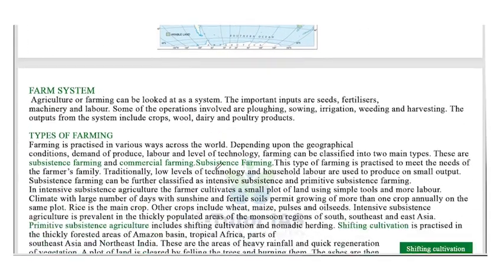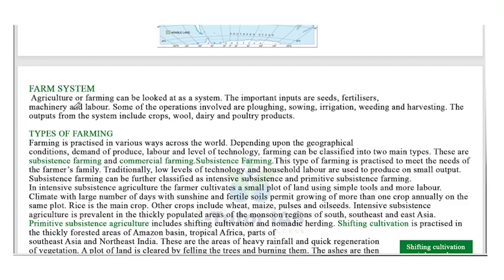Now, the farm system. Agriculture or farming can be looked at as a system. The important inputs are seeds, fertilizers, machinery and labor. Inputs means what we give. So these are the important inputs of agriculture: machinery, labor, fertilizers and seeds.